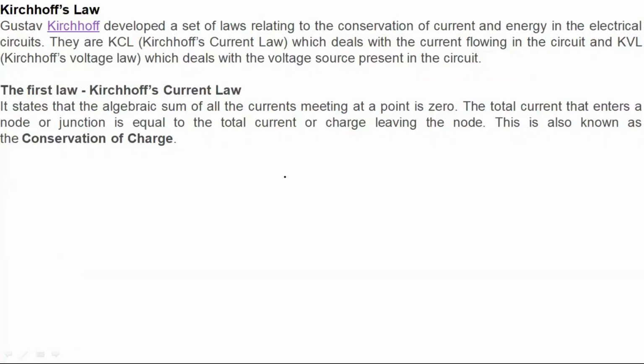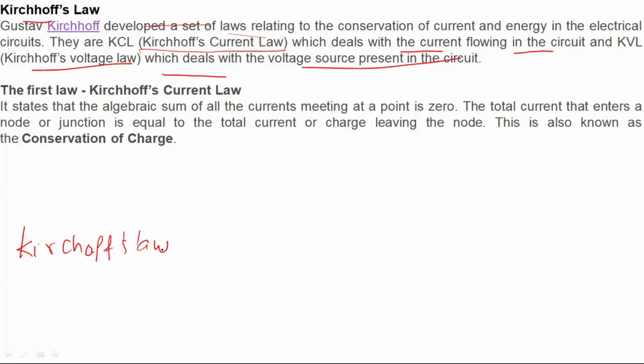Good evening, viewers. Today we will discuss Kirchhoff's laws. Gustav Kirchhoff developed a set of laws relating to the conservation of current and energy in electrical circuits. They are KCL, Kirchhoff's current law, which deals with the current flowing in the circuit, and KVL, Kirchhoff's voltage law, which deals with the voltage sources present in the circuit.